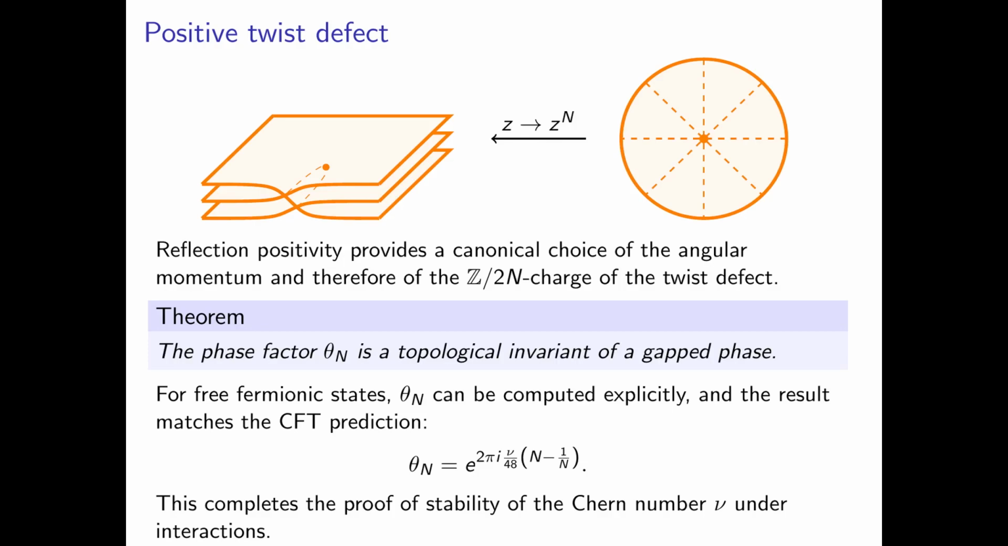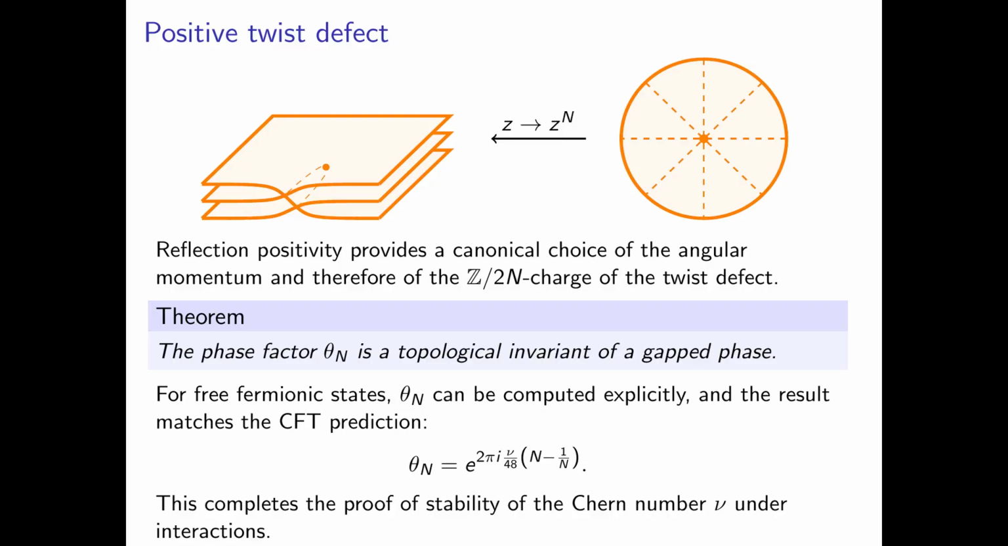So that's the main theorem. The space factors, I explained the idea. I didn't explain the mathematical construction, but there is a mathematical construction of this number. It defines a topological invariant of the phase. Now if you consider free-fermionic systems, we can compute this explicitly, relate it to the Chern number, and we get the formula that we expect from conformal field theory.